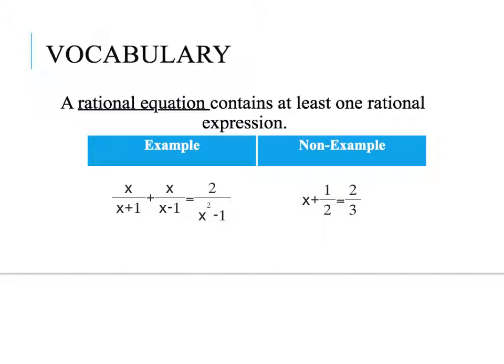Alright, so first of all you need to know that a rational equation contains at least one rational expression, which means that rational, remember ratio, that means division, but it has to be an expression such as a polynomial expression. So the first example actually has quite a few rational expressions, and the non-example does not have one at all. Had this first term where the x is, had that term been over some type of polynomial, that would have been considered a rational equation, but it's not at this time.